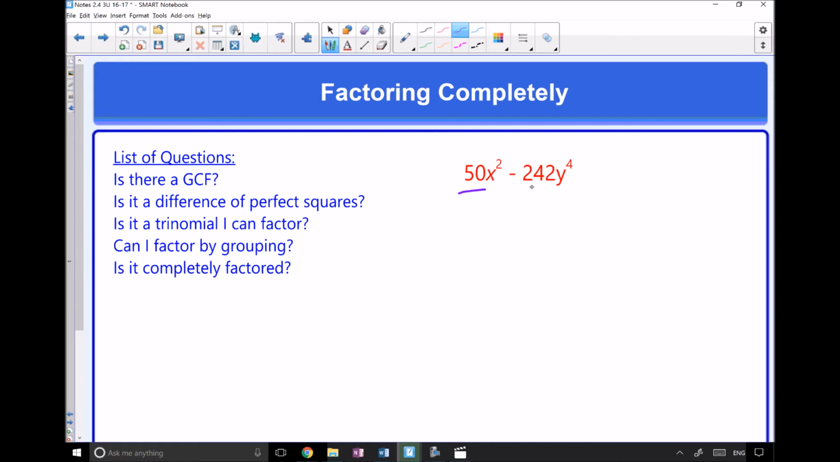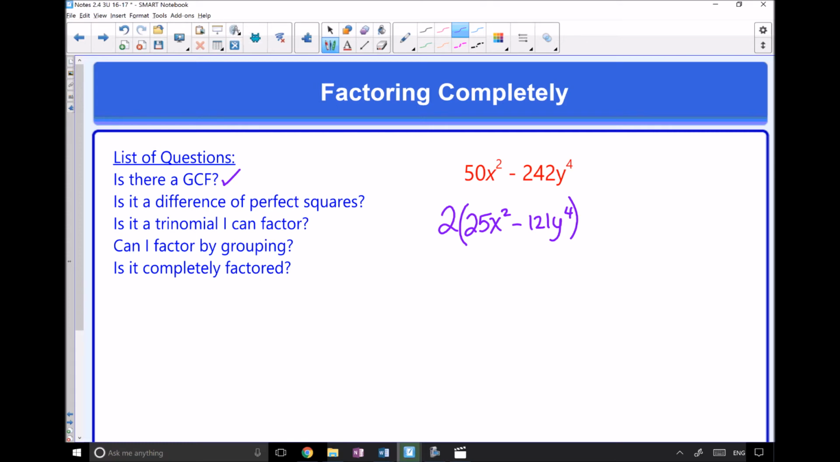So looking at both of my terms, I'm going to look at my coefficients first and see, is there a number that I can divide 50 and 242 by? Yes, there is. That number is 2, so I'm going to factor out a 2. Then I'm going to look at my variables and see, is there anything in common with my variables? And there isn't, so I'm just going to factor out the 2. And when I divide it out, I end up getting 50x squared divided by 2 gives me 25x squared. And here I get minus 121y to the power of 4. So I'm done with the question, is there a GCF, for right now?